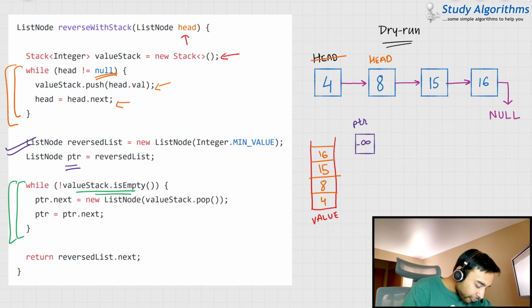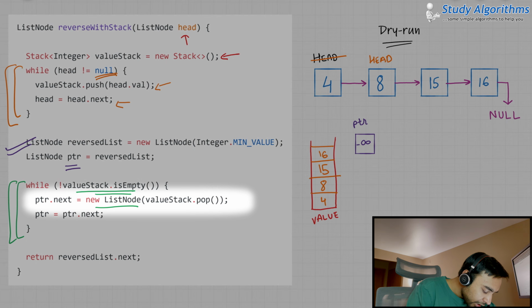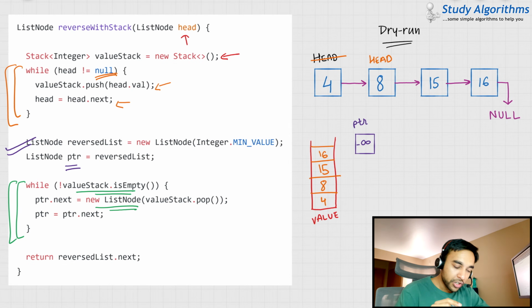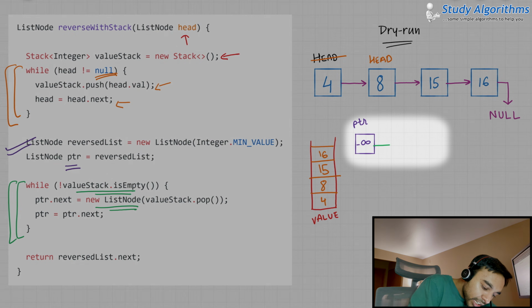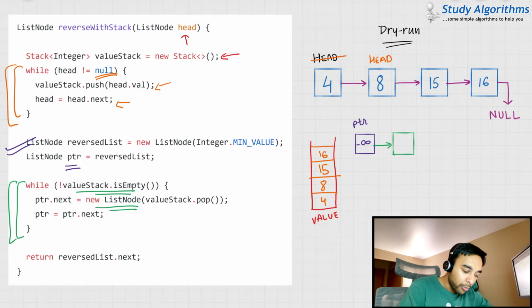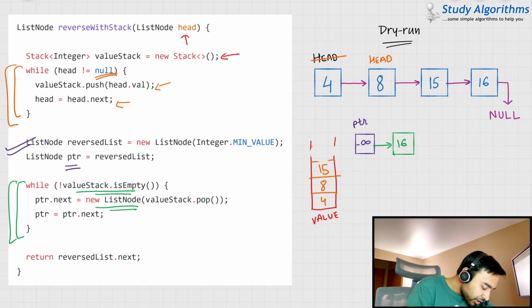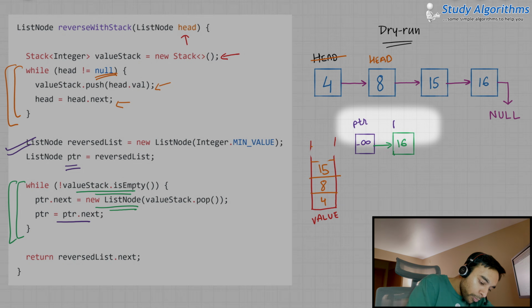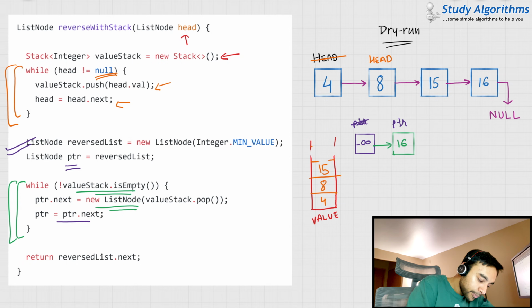Going forward, I will run one more while loop that will run until my value stack is empty. In this loop, what I do is I create a new node to the next of my original pointer. So I create a new node over here and I assign the value which I pop from my stack. So I assign the value 16 to it and this value is popped. I would then advance the pointer to my next value. So now ptr points at 16.